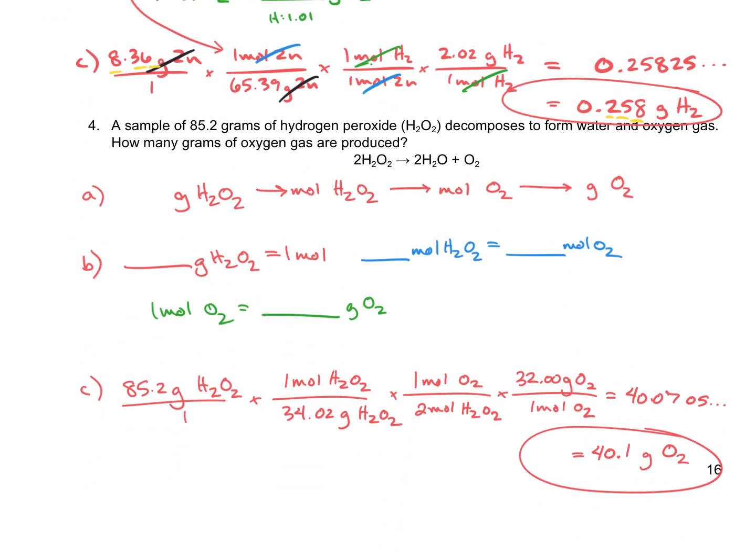The last question asks you to change grams of hydrogen peroxide into grams of oxygen. You cannot go straight from grams to grams. You need these 2 middle steps.